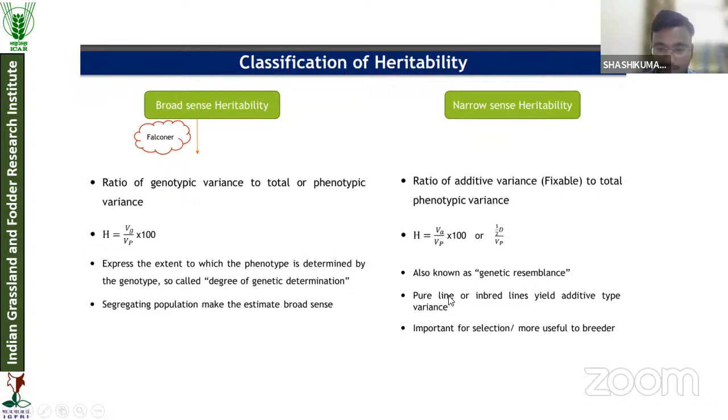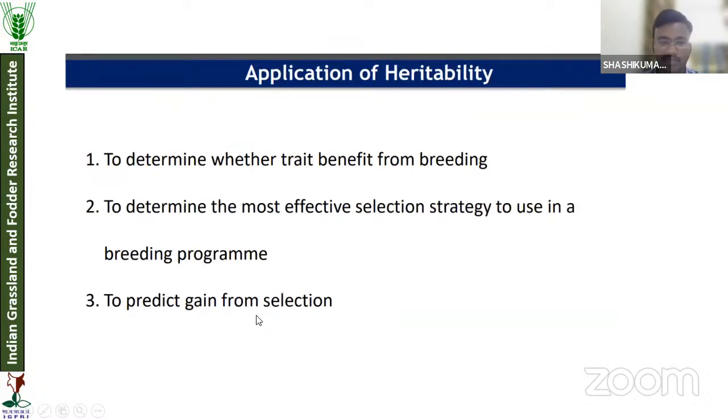Narrow sense heritability is majorly due to additive variance. It is very important, because this is the variance which is fixable and it will respond to selection. If the narrow sense heritability of a line in any segregating generation for a trait is high, you can expect very good progeny from that line. That is why narrow sense heritability is more important. It is major in the case of pure lines and inbred lines, and it is estimated in the case of a segregating population.